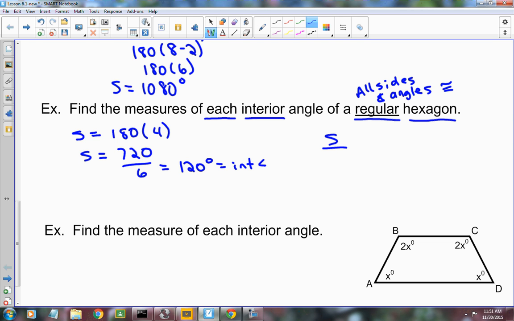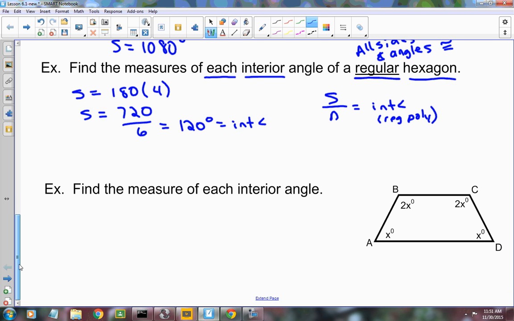So that gives us a little formula. If you take S, which is the sum of the interior angles, and you divide it by the number of sides, that gives you the interior angle. That's only in a regular polygon. And not all the polygons are regular, like this next one is not. It says find the measure of each interior angle. And they're different.